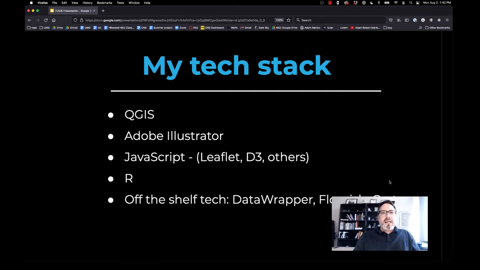So, this is my tech stack. I tend to use QGIS to do GIS work. I use Adobe Illustrator to do design work. I use JavaScript to make my interactive maps. I like Leaflet and D3 and a few other libraries to make maps. In general, I prefer using vanilla JavaScript for everything, but for mapping, certainly Leaflet and D3 are fantastic. I use R to do data analysis, and I like the off-the-shelf technology from Datawrapper, Flourish, and Carto to do sort of quick and dirty mapping. I use those a lot.